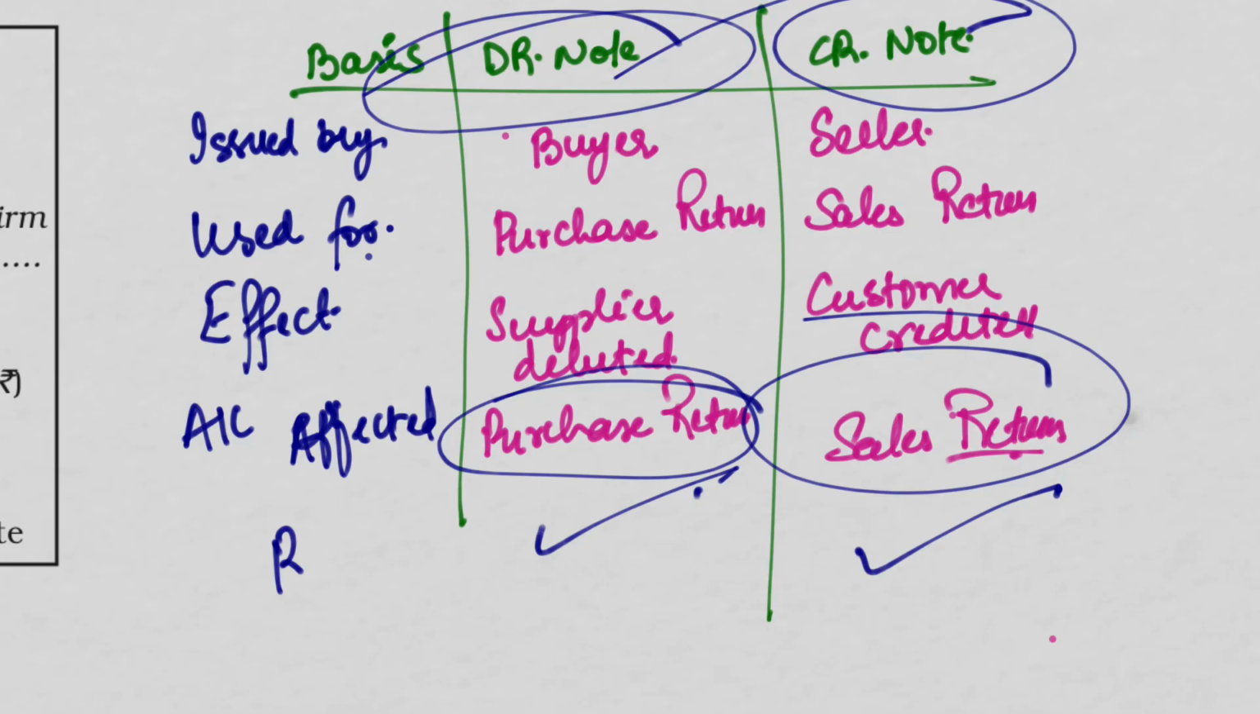So why is this important? Because it serves as documentary proof. They help in maintaining the correct accounts. They help to reduce disputes, as well as support the entries in the purchase return book and sales return book.